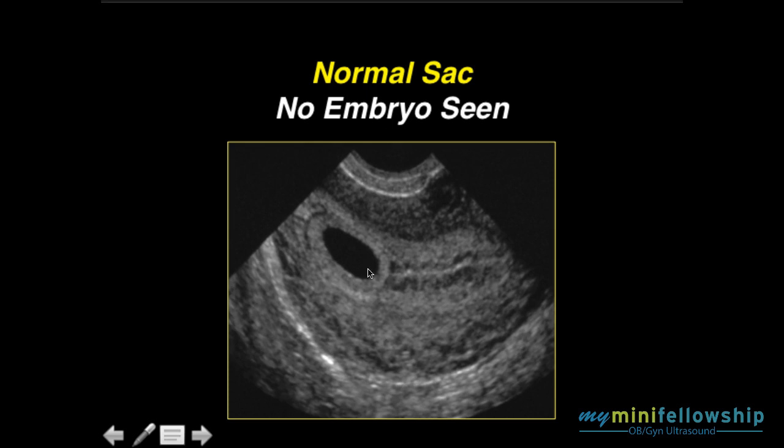So here is a sac where we don't see an embryo, but it's a very normal looking sac. First of all, it's elliptical, it's smooth, it has a thick chorionic rind, it has a bright chorionic rind, it is well positioned in the uterus, and it shows a double sac sign. That is a perfectly normal appearing sac in which we cannot identify an embryo.